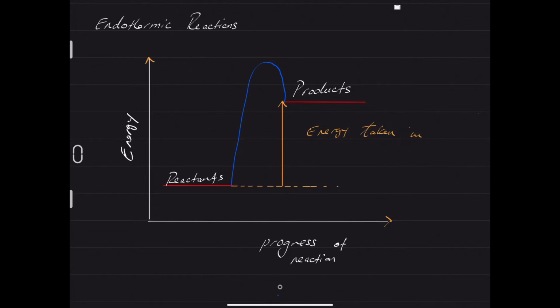So can you just make a note of this energy profile diagram for an endothermic reaction? Make sure that you clearly identify how the energy is represented when it's taken in from the surroundings. And can you also make sure you clearly state on your diagram that the reactants are at a lower energy than the products.